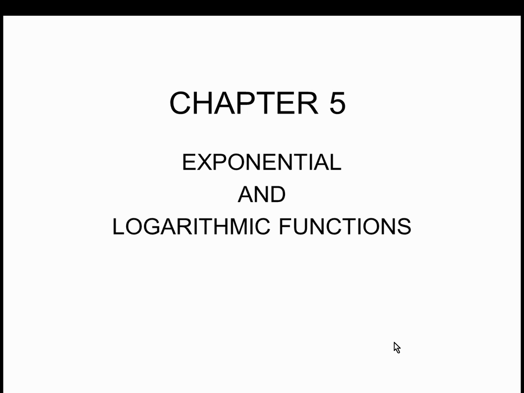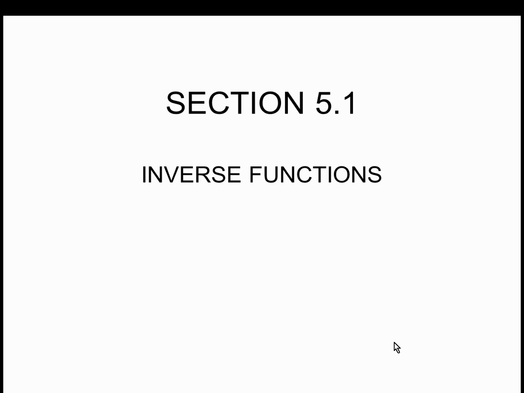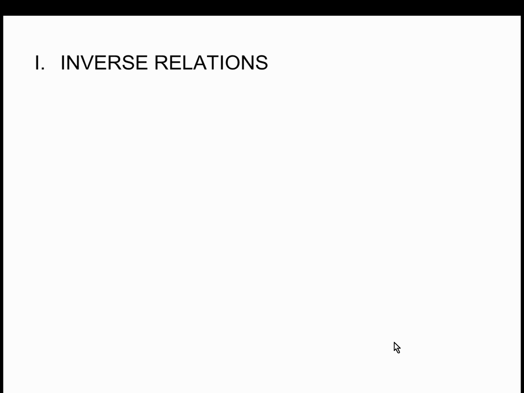This is Chapter 5, Exponential Functions and Logarithmic Functions. Section 5.1, Inverse Functions. This takes care of a final little topic about functions that was not covered earlier in the book. Inverse relations.